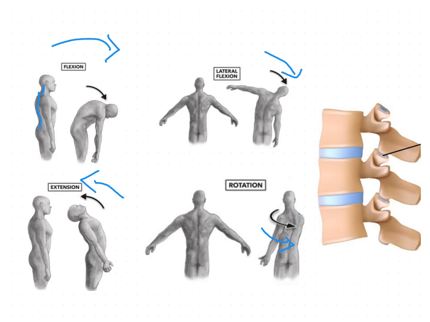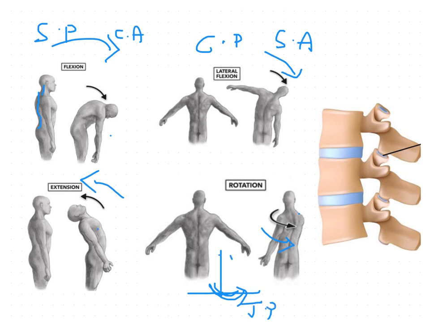If you see the planes, flexion and extension take place in the sagittal plane, around the coronal axis. Lateral flexion takes place in the coronal plane and around the sagittal axis. Rotation always takes place in the transverse plane, around the vertical axis. So these are all the movements which take place in the vertebral column.